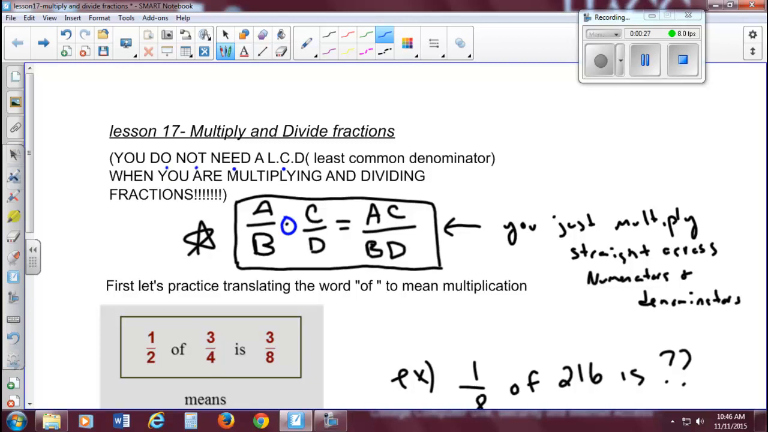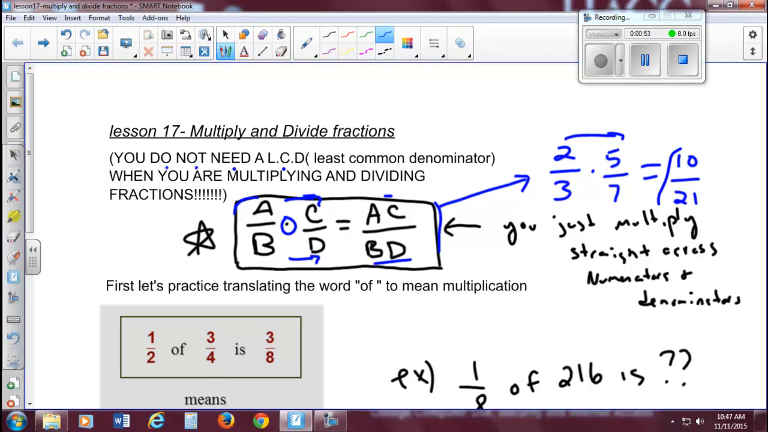If you have A over B times C over D, it's perfectly legal to just travel straight across the numerators and the denominators and say AC over BD. If you need a numerical example, think about 2/3 times 5/7. According to this, it's perfectly legal to go straight across and say that's 10 over 21. Then you would take your final answer and reduce it if possible, but 10 over 21 is simplified, is reduced. So when you're multiplying fractions, you just travel straight across like that, and life is good.